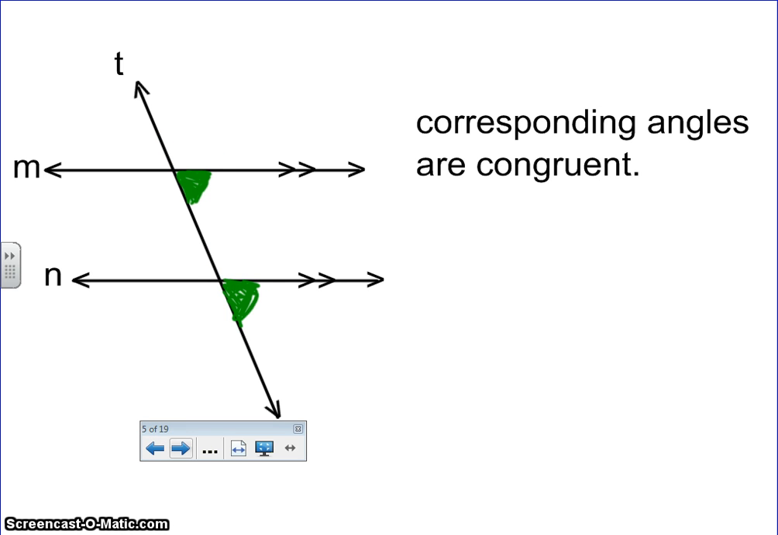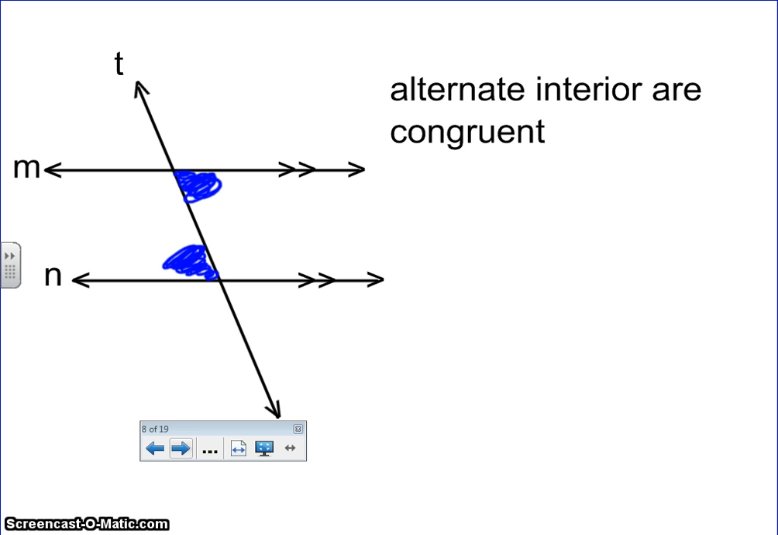If we know that this angle down here is 80 degrees, then we know that this one's got to be 80 degrees. If we knew that this one over here were 110, well, it couldn't be 110. It looks like it's smaller than a right angle. So let's make it more appropriate. If we knew that this one was 75 degrees, then we would know that this one is 75 degrees. And if we knew that this one was 105 degrees, then we would know that this one was 105 degrees. The corresponding angles are congruent.